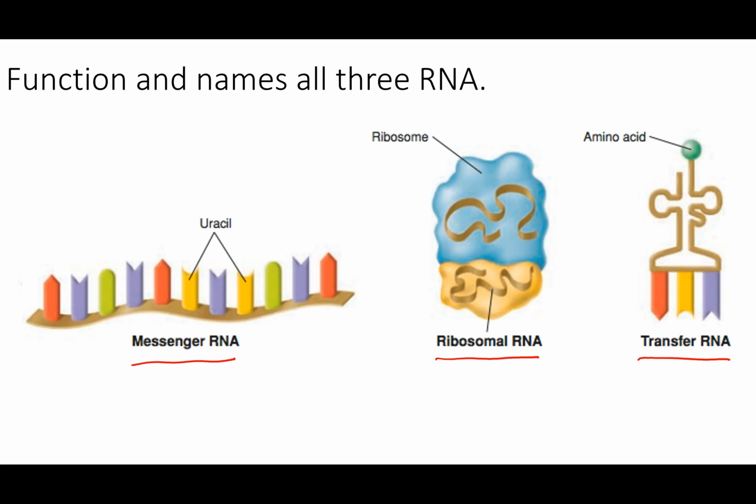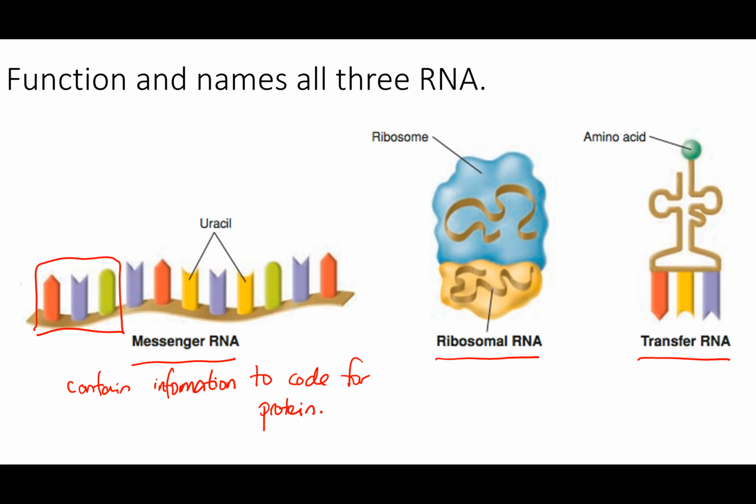Messenger RNA's function is to contain the information, or the message, to code for protein. mRNA has a very unique thing on it. Every 3 bases is what we call a codon. If you did the extra credit, it asks how many bases are there in the codon, right? The answer is 3 bases.